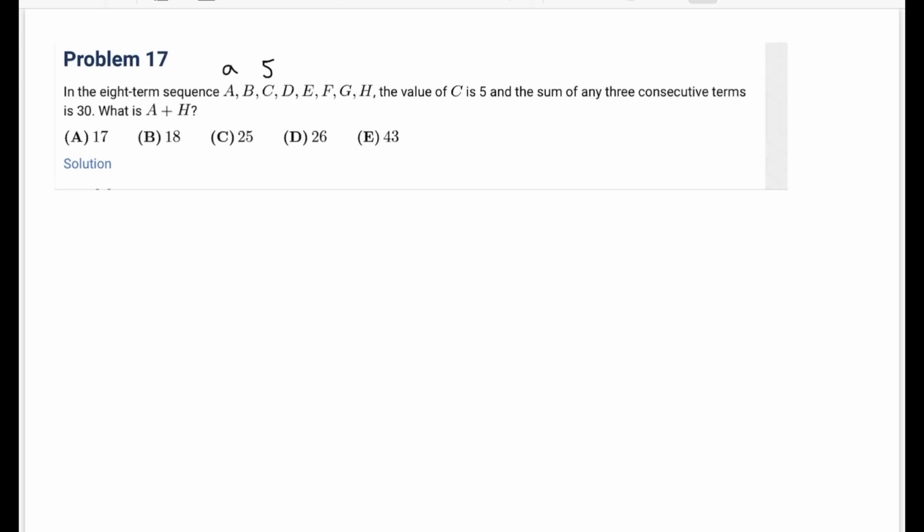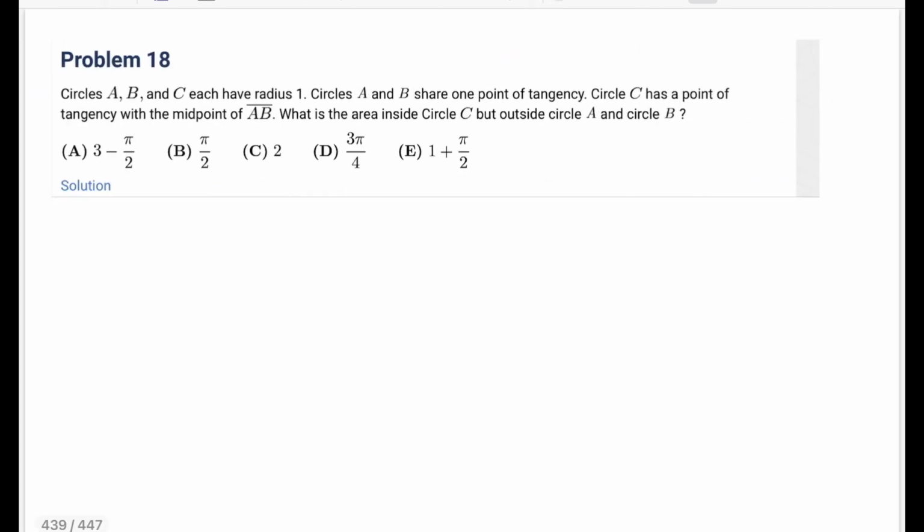If A is a, then B would be 25 minus a, then this would be a, since these three have to add up to 30. So E is 25 minus a. F is 5, since these three have to add up to 30, and so this is a, this is 25 minus a, so A plus H is a plus 25 minus a, which is 25. The answer is C.